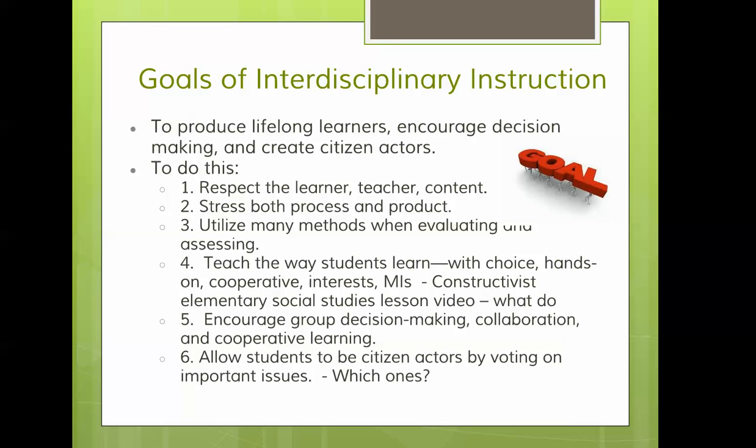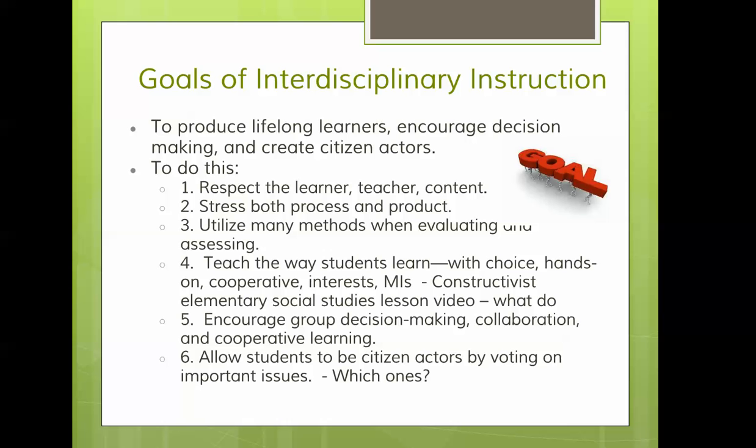Now, we have 3 primary goals when you talk about interdisciplinary instruction. Number 1, produce lifelong learners. You want kids who are going to love learning. They're going to be motivated to learn. But also we need to encourage decision making, because not only as a child, but as they grow up and take on more responsibility, they need to know how to make decisions. And the third one, and this is the one that the authors advocate for the most throughout this book, is to create citizen actors. In other words, kids need to know that there are issues out there. They need to be involved and know how to make good decisions and to help others also make good decisions, taking on responsibility and making a difference in our society.